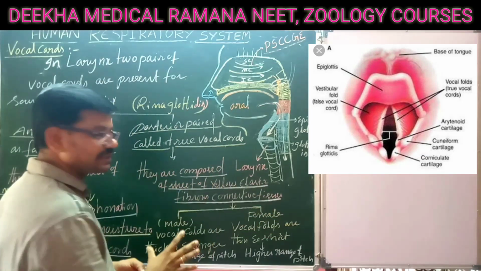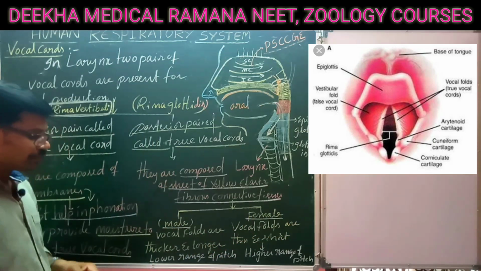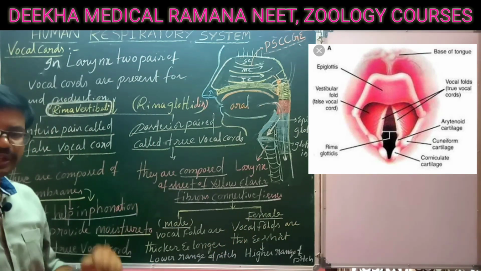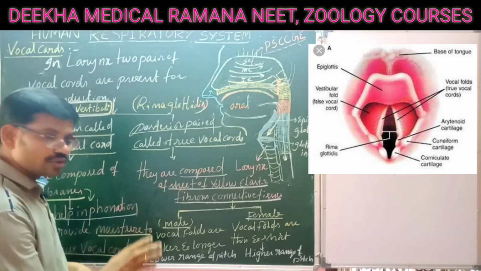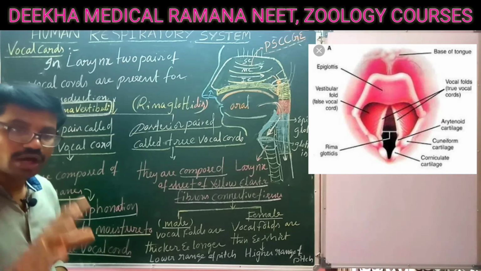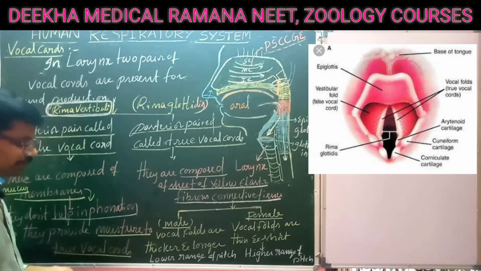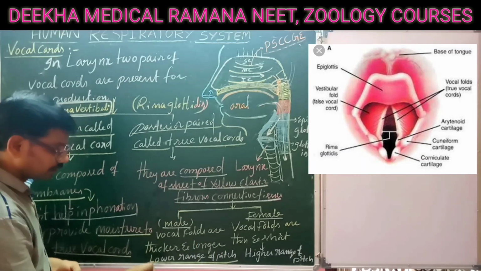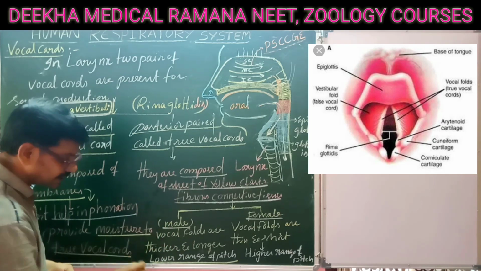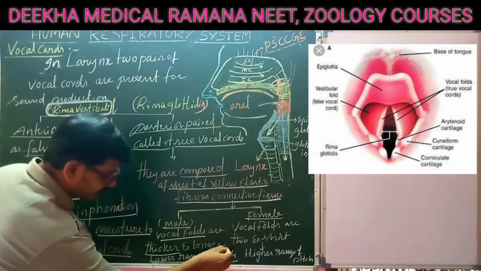This sound production differs between female and male. What is the reason? The reason is androgens. One more time we are talking about androgens, because androgens are the male sex hormones which influence the voice also, because males produce a low range of pitch. The reason is vocal folds or vocal cords are thicker and longer.